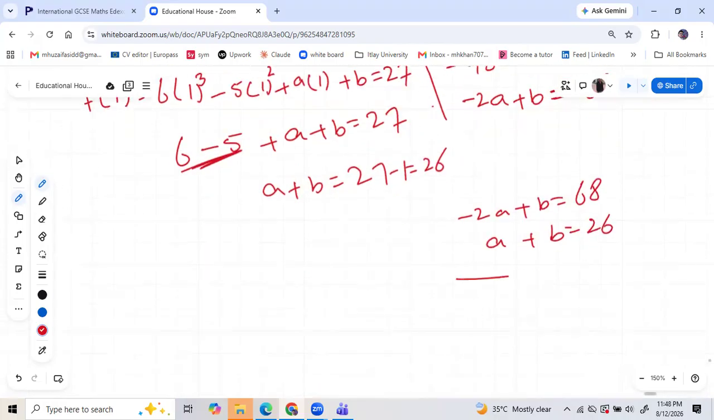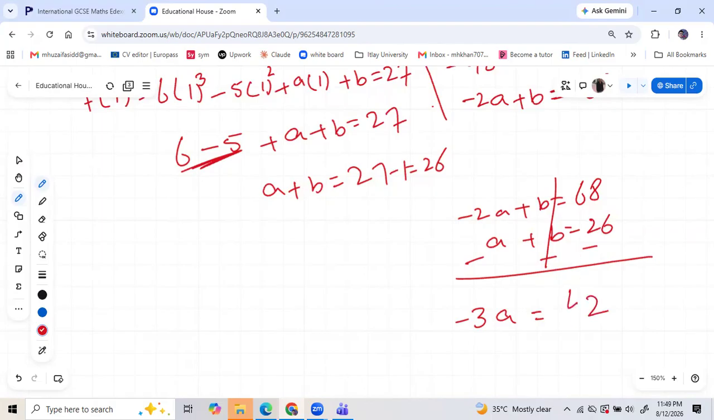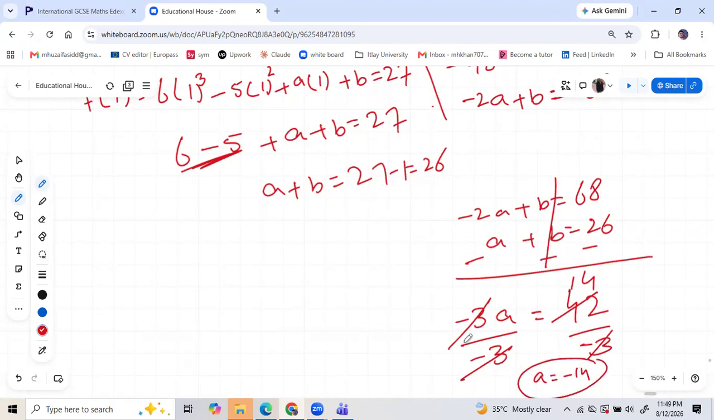Now we can solve it by the simultaneous method. The b terms cancel out. This is minus 3a is equal to, from here we can subtract, 26 minus 68, which is minus 42. And we divide both sides by minus 3, so minus 3 cancels out, and a is equal to minus 14.